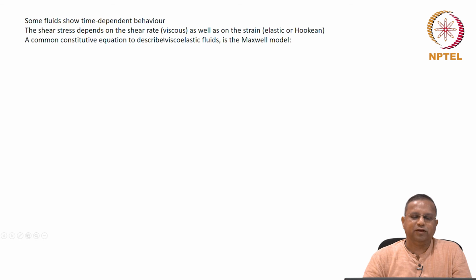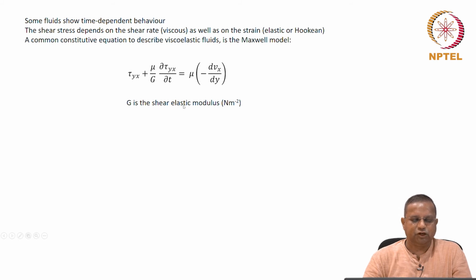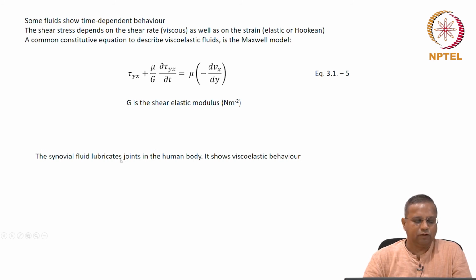And a common constitutive equation to describe viscoelastic fluids is what is called the Maxwell model, which is given as this: tau yx plus (mu/G) ∂/∂t of tau yx equals mu times minus dvx/dy. This is the time variation that is brought in here, the history brought in here. G is the shear elastic modulus, Newton per meter squared, and the synovial fluid that lubricates joints in the human body is a viscoelastic fluid.